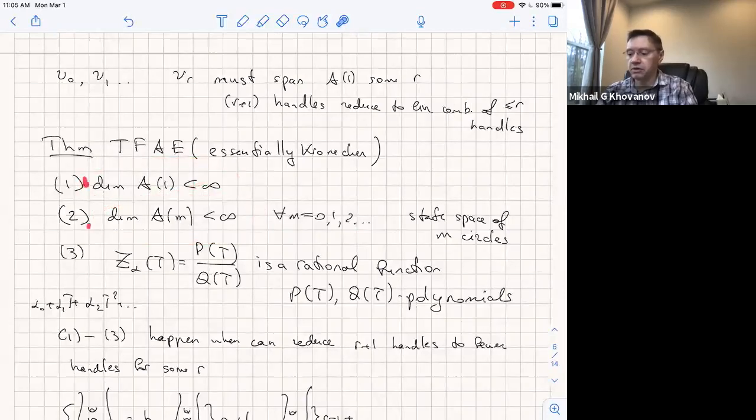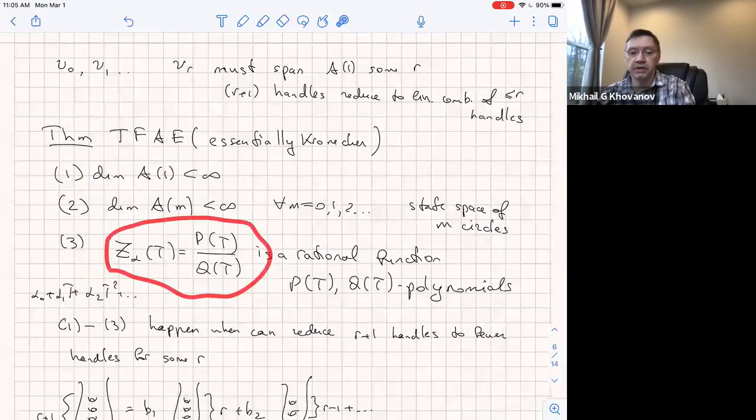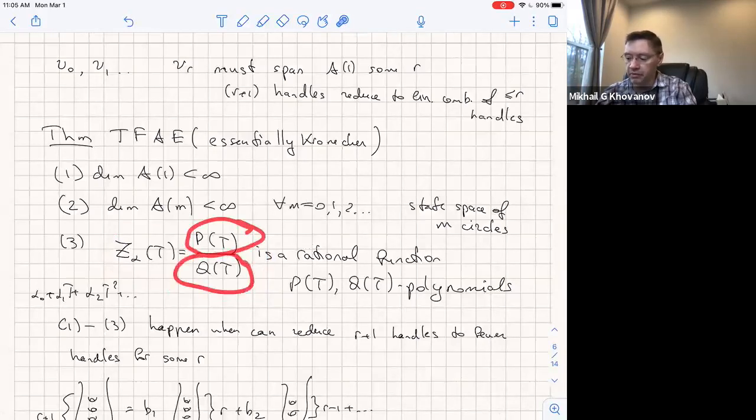This is very easy to see. In terms of the generating function, this happens if and only if the generating function is a rational function. Of course, that's a very strong condition, because here we just have a power series in T, and it's almost never rational. So the theorem says that the state space is finite dimensional if and only if this power series is a rational function in T. So it has the form polynomial divided by a polynomial.